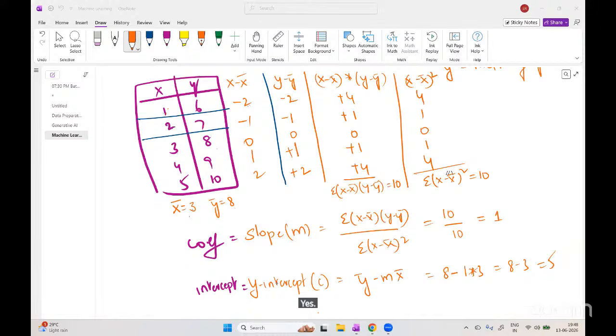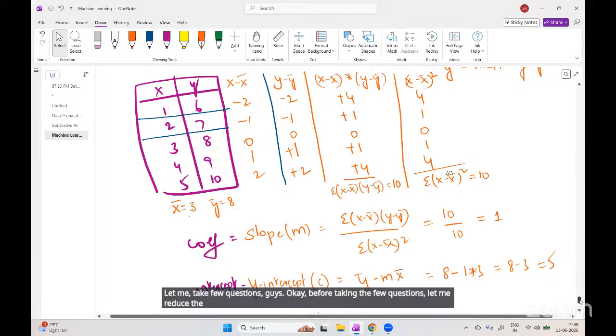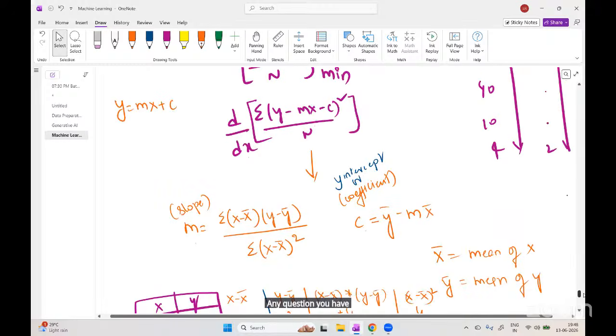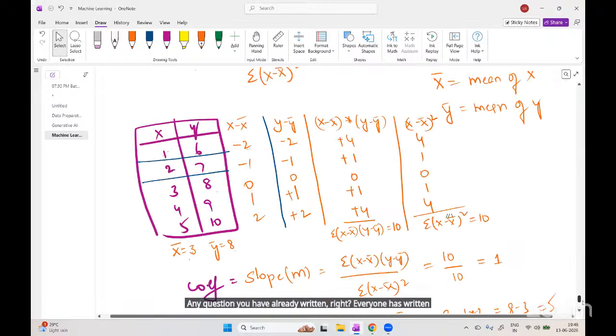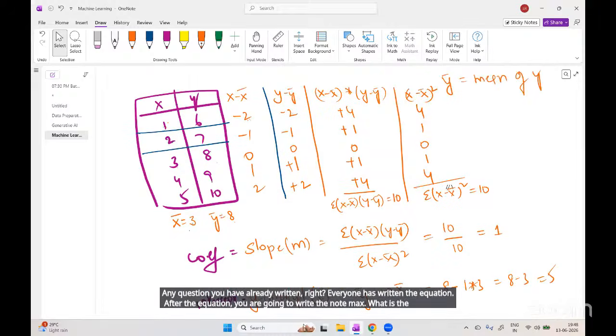Okay. Now, let me take a few questions, guys. Before taking the questions, let me reduce the size. Is there any previous one? Above, you have to write. Above is nothing now. The equation you have already written, right? Everyone has written the equation. After the equation, you are going to write the node max. Just write the max.